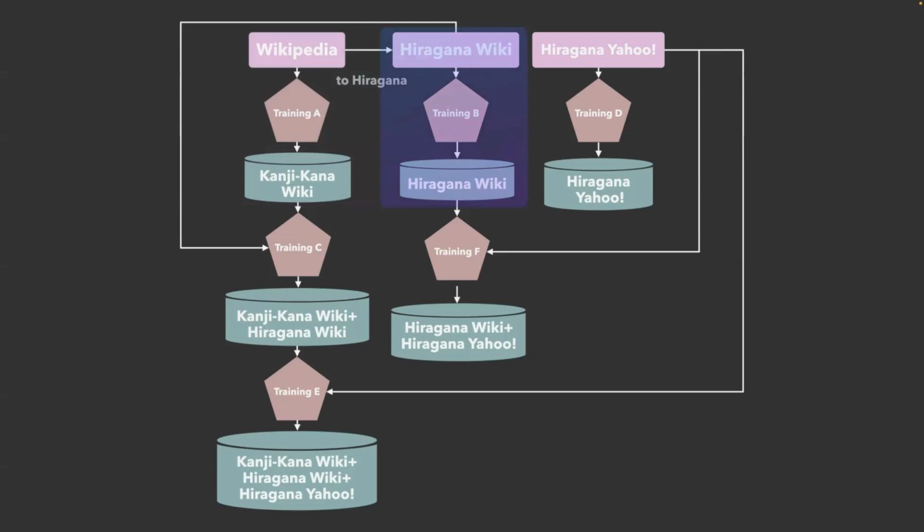Next, let's look at training B. The training data used in training B is Wikipedia converted into Hiragana. We call this model the Hiragana wiki model.